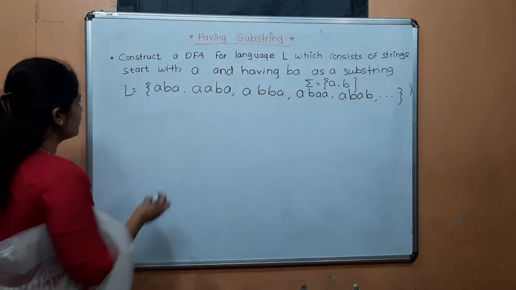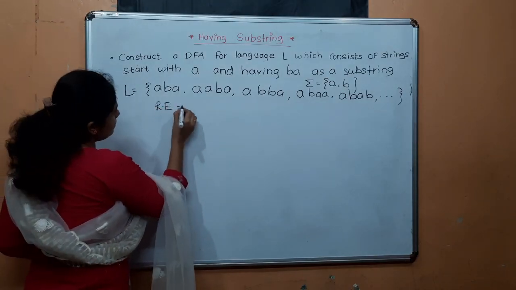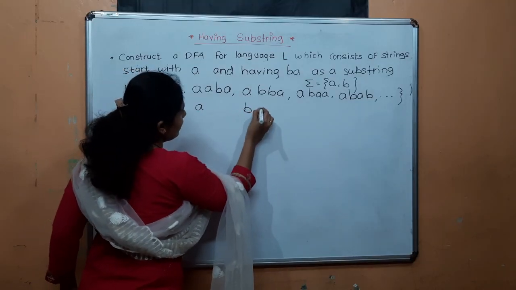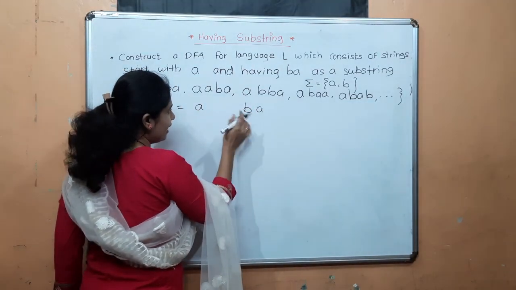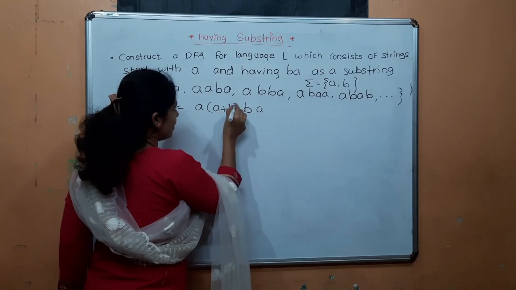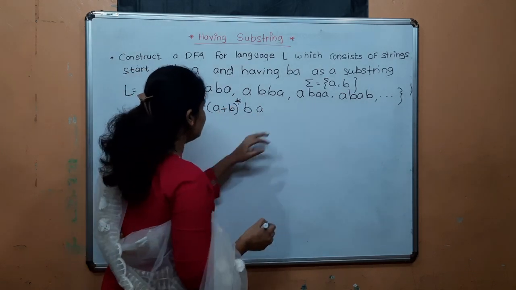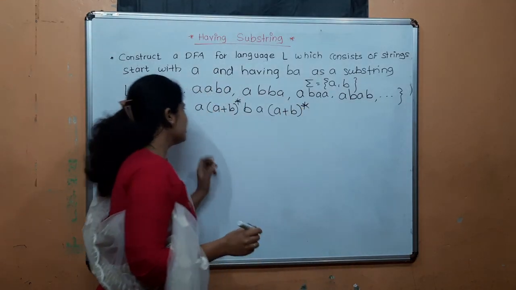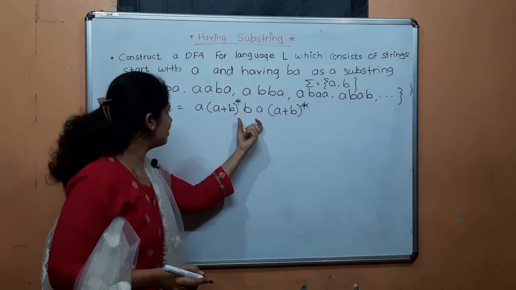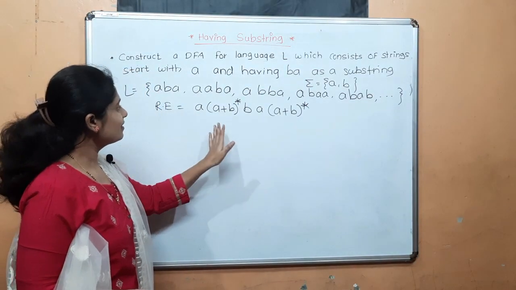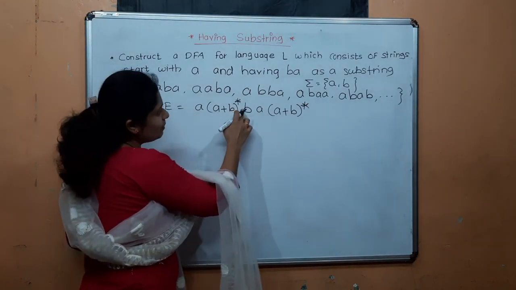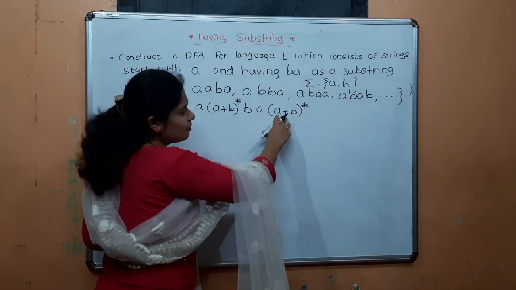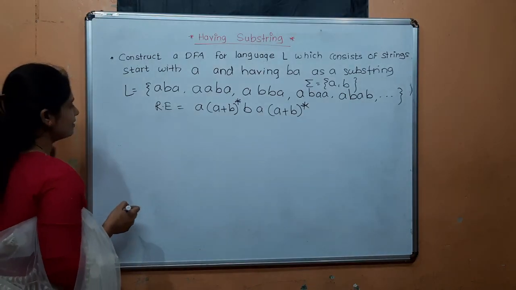Okay, see here, regular expression will be, now see here, string starts with A and having BA as a substring. In between starts with and having, there are any number of occurrences of A or B, and it can end with either A or B. Starts with A, in between starts with and having, number of A's will occur, number of B's will occur. That's why here we can write (A+B)*. Again it can end with either A or B. So here we can write (A+B)*. Now see the transition diagram.